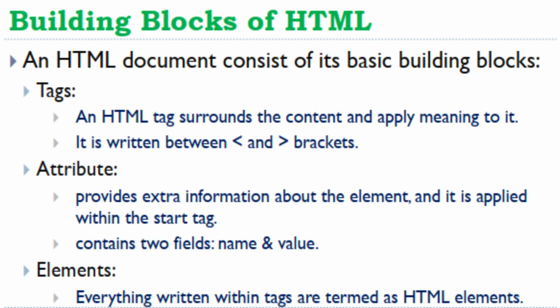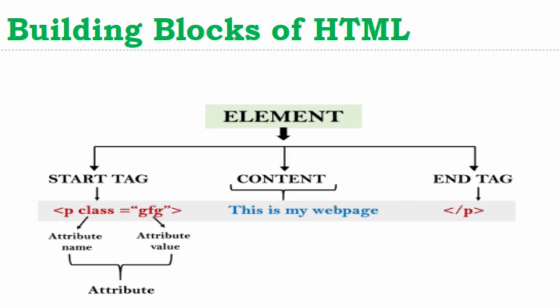Building blocks of HTML. An HTML document consists of its basic building blocks: tags. An HTML tag surrounds the content and applies meaning to it. It is written between angle brackets. Attribute provides extra information about the element, and it is applied within the start tag. It contains two fields, name and value. Elements: everything written within tags is termed an HTML element.